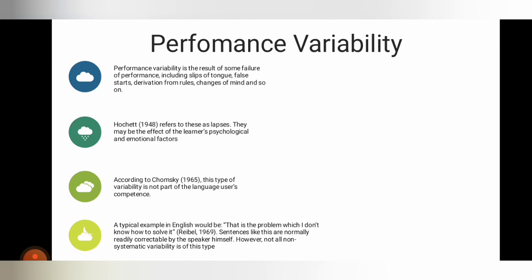A typical example in English would be "there is a problem which I don't know how to solve it." Sentences like this are normally readily correctable by the speaker himself. However, not all non-systematic variability is of this type.